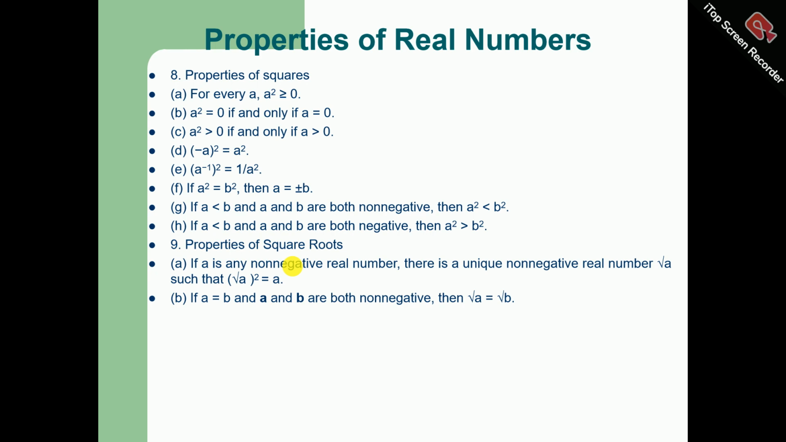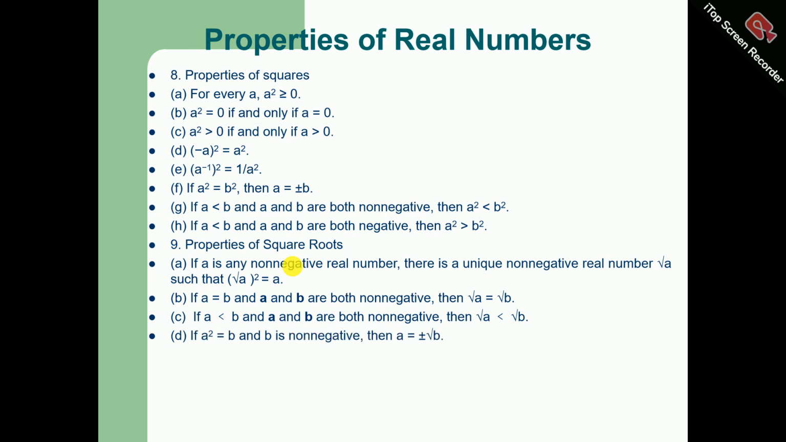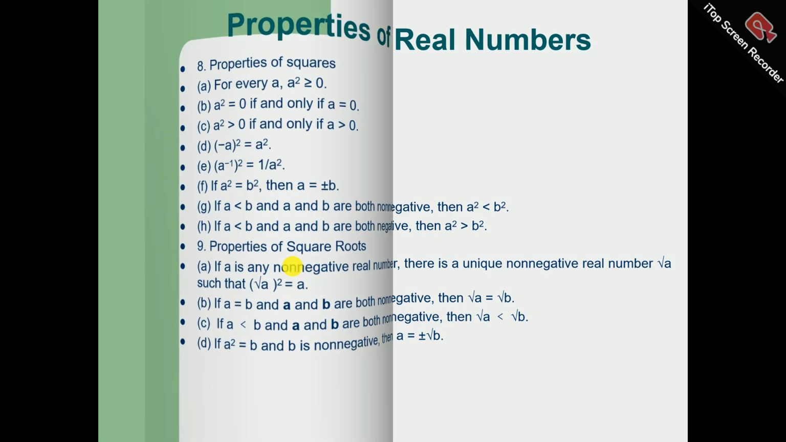If a is equal to b and a and b are both non-negative, then the square root of a is equal to the square root of b. If a is less than b and a and b are both non-negative, then the square root of a is less than the square root of b. If a square is equal to b and b is non-negative, then a is equal to plus minus square root of b.